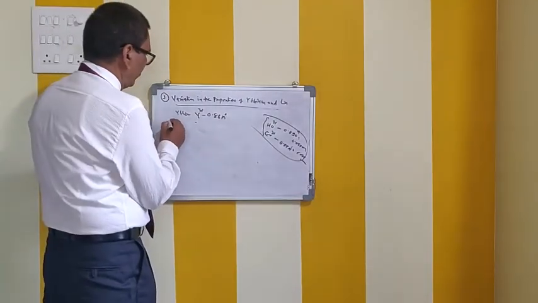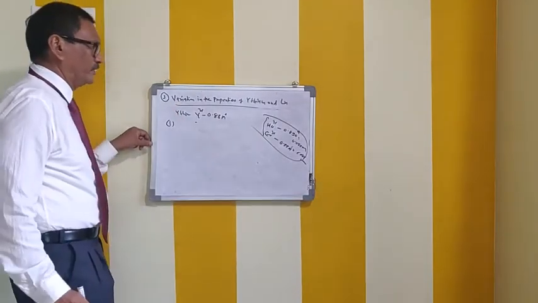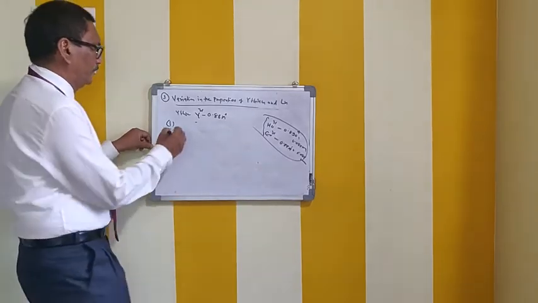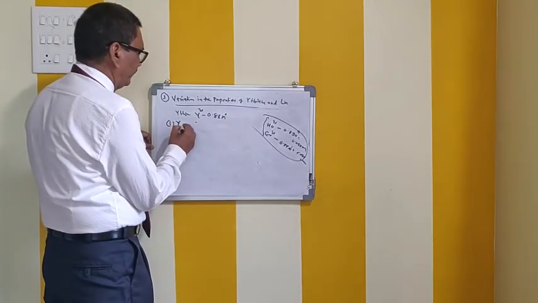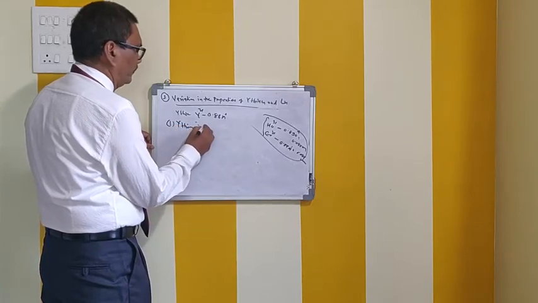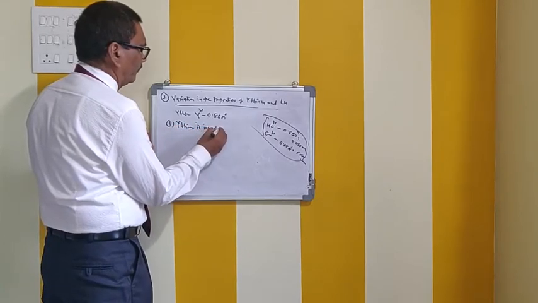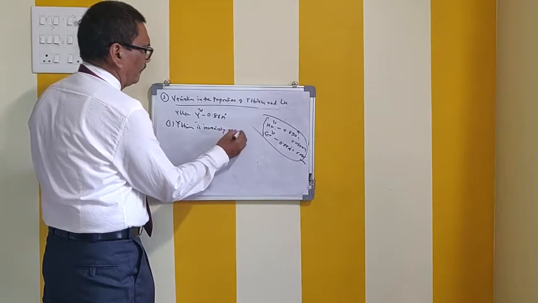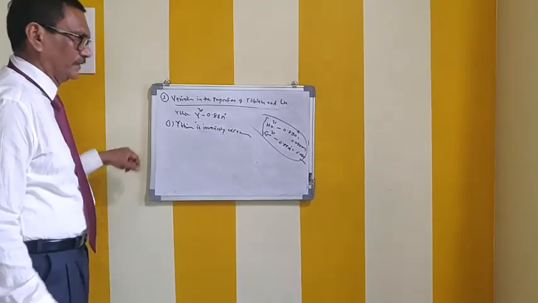So due to this lanthanum contraction, the first effect is that yttrium occurs invariably in the lanthanides.